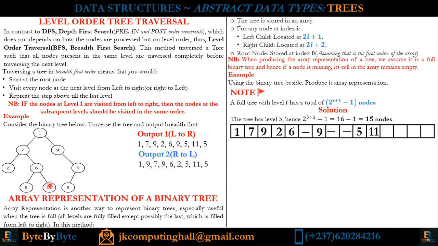That's what we have. Now, this child of 9 that is missing was also supposed to have 2 children. So I have 2 empty cells again. Before I come to 9 now, who has as children 5 and an empty. So I have 5 empty. So this is the array representation of the tree.